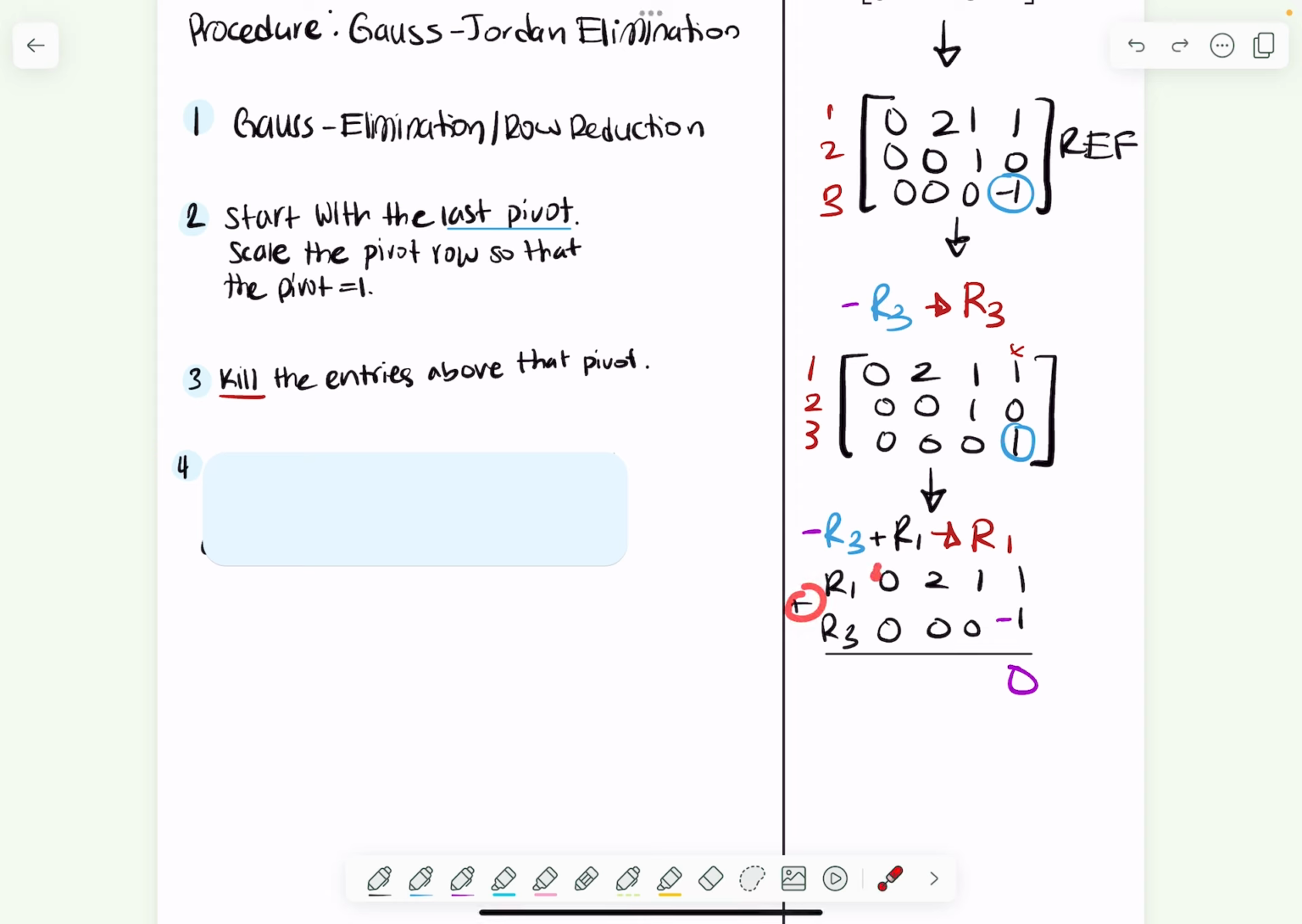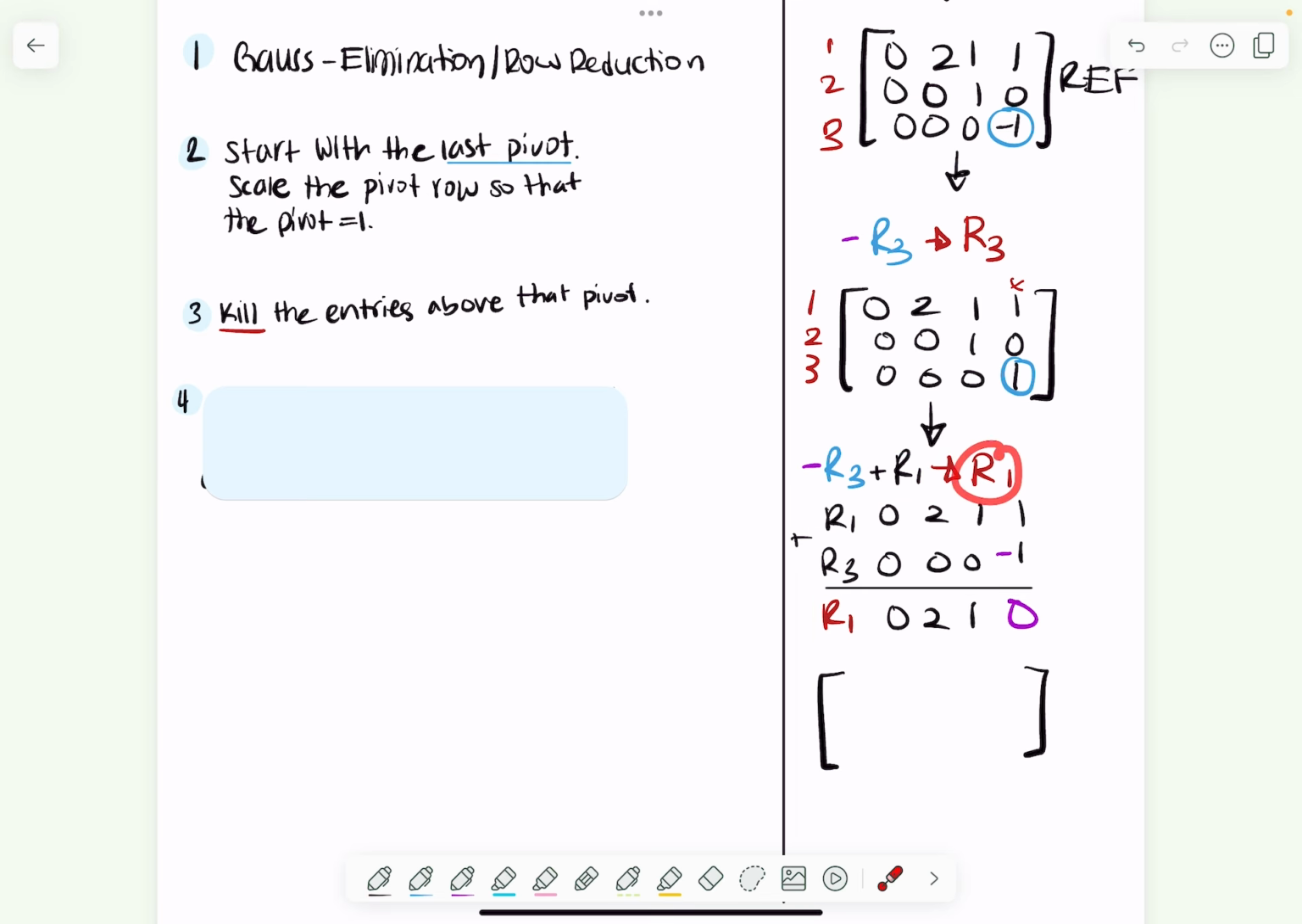Then you add as you always do. 0 plus 0, that's 0. 2 plus 0, that's 2. 1 plus 0, that's 1, and then 1 minus 1 is 0, just like we wanted it to be. Now, whatever's here is going to go here. In other words, my row 1 is going to be replaced by negative row 3 plus row 1, which is this one. This is my new row 1. Since row 1 is the only thing I changed, these two rows are going to stay the same, and the only one that's going to be different is row 1, because that's the one I changed.